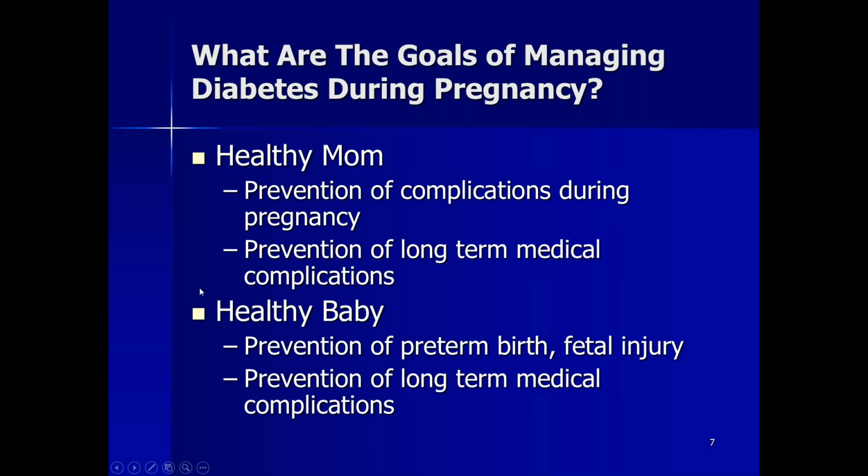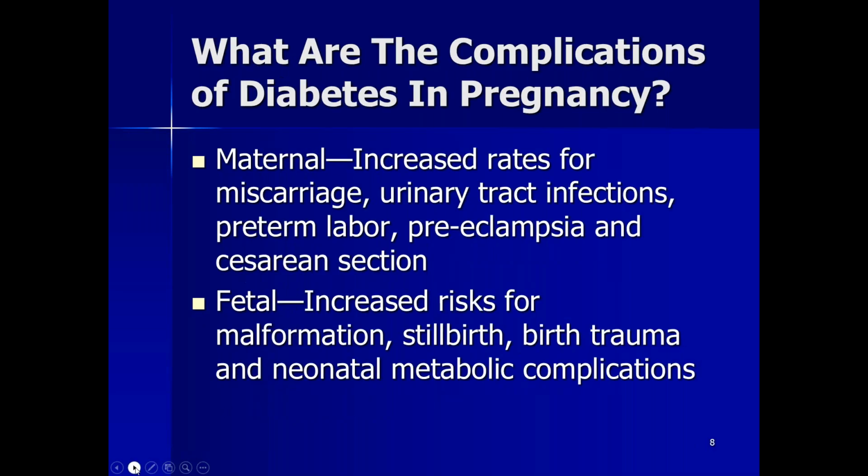Again, it's important to remember the why. Why are we doing these things? What are the goals of managing diabetes in pregnancy? The bottom line goals are that you want a healthy mom and a healthy baby. For mom, you prevent the complications that could occur during pregnancy, and if possible, you raise her awareness of her possible long-term medical complications and help her develop strategies to avoid those. From the baby's point of view, you want the baby to be born at term, with all the bones intact. You also want to prevent long-term medical complications such as childhood obesity and maybe even early onset diabetes. Those are stretch goals.